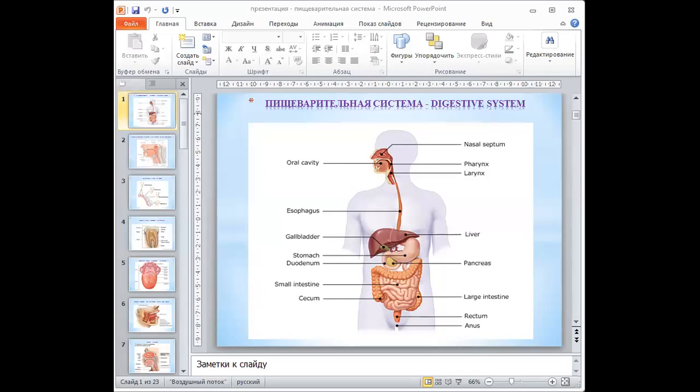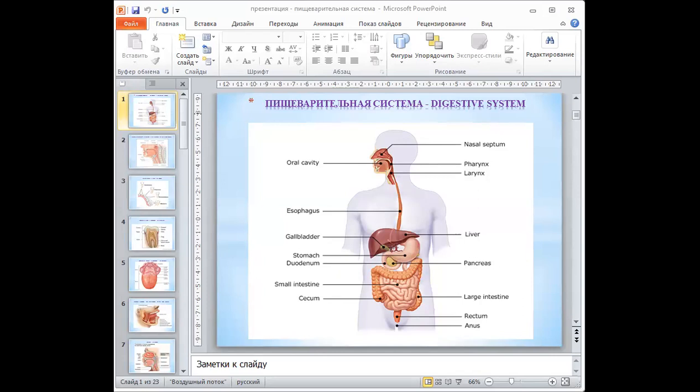I will explain the structure of the digestive system. The digestive system is a complex of organs. Its main functions are mechanical and chemical treatment, secretion, and excretion of undigested food components.